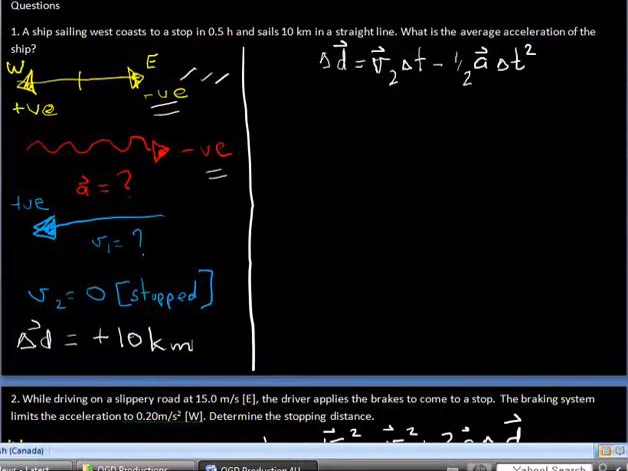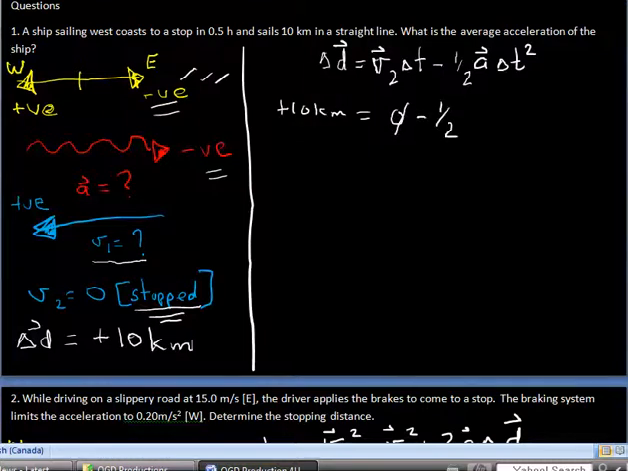Our first velocity is going west. We don't know what it is, but we do know it's positive. We do know the second velocity, even though they didn't say it straight out. We know it's 0 because it stopped. Don't forget that. A lot of students have problems because they forget this. The displacement is plus 10. So I have plus 10 kilometers is equal to 0. We like zeros. That whole term goes to 0. Take away 1/2 acceleration. Acceleration I don't know, but I do know the time is 0.5 hours, and I'm going to square that.